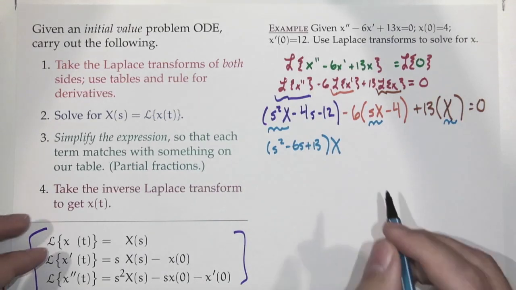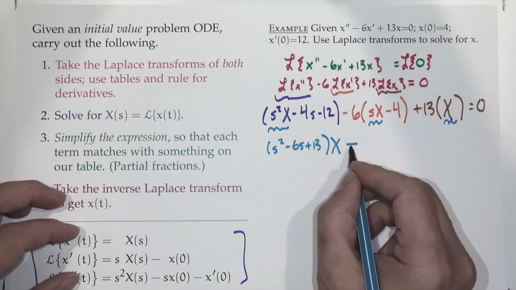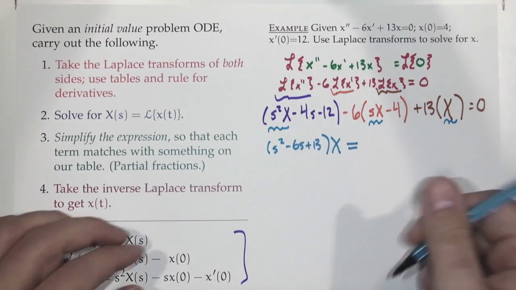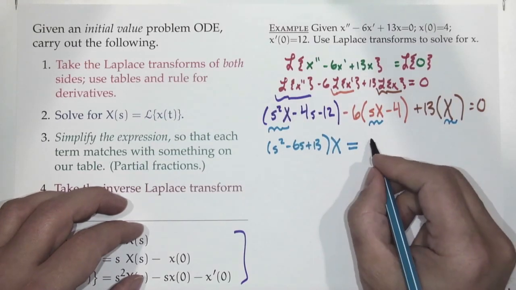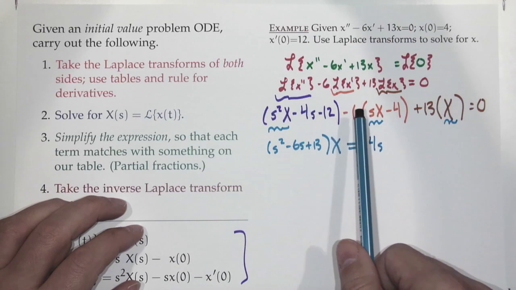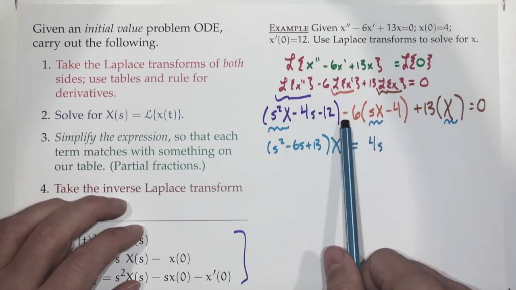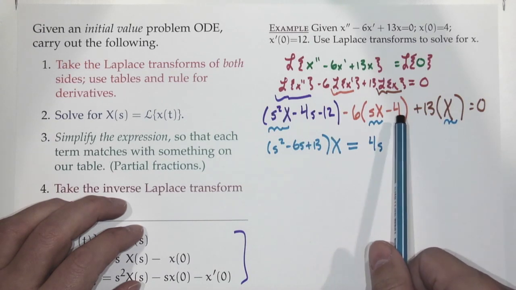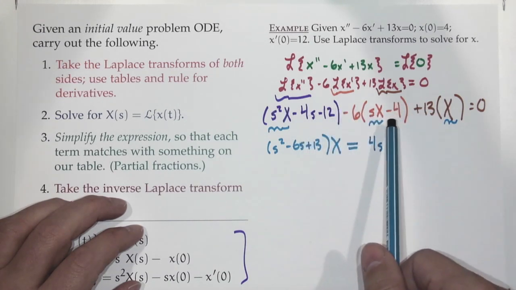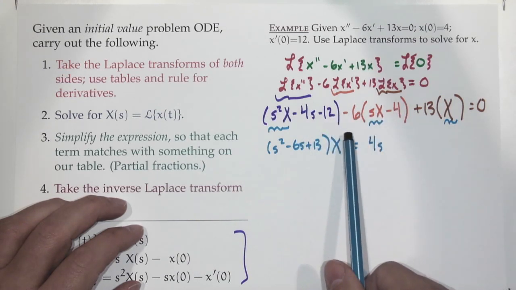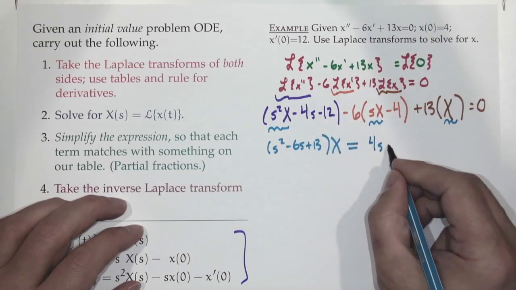Okay. So then everything that doesn't have the x attached to it moves across. Okay, so what doesn't have an x? Well, this minus 4s. When it moves across, it becomes a plus 4s. Then we have this minus 12, and then we have this plus 24, right? Because the minus 6, minus 4 becomes plus 24. So minus 12 plus 24, together they'd make a positive 12 on the left. We move it across, negative 12.